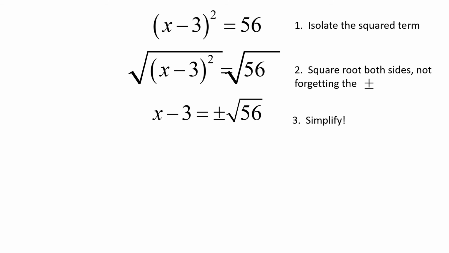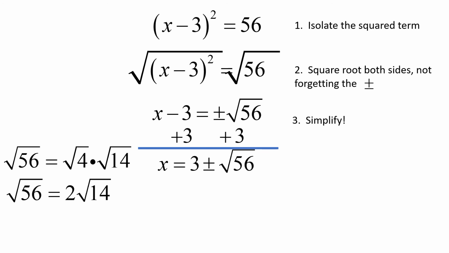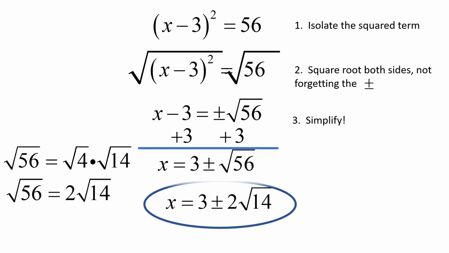I now need to simplify. I haven't gotten x alone yet, so I have to add 3 to both sides. When I do that, I'll get x equals 3 plus or minus the square root of 56, which is great, except that the square root of 56 is not simplified yet. It can be broken down into the square root of 4 times the square root of 14, because 14 times 4 is 56. So I know it'll simplify down to 2 times the square root of 14. So my final answer is x equals 3 plus or minus 2 times the square root of 14.